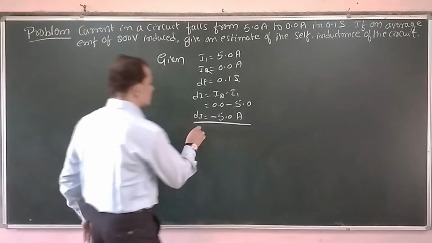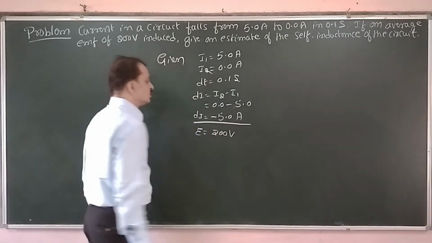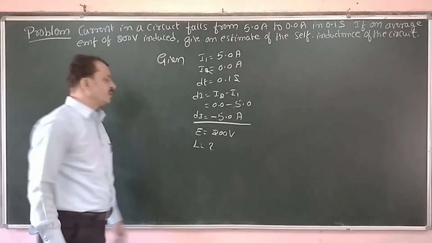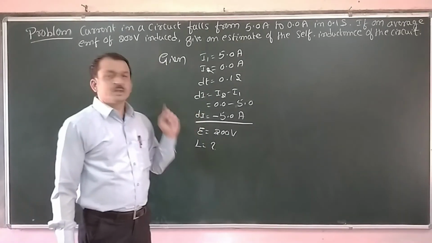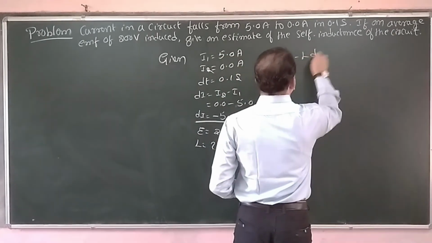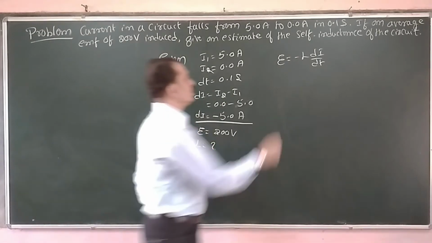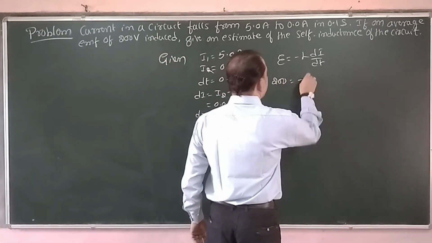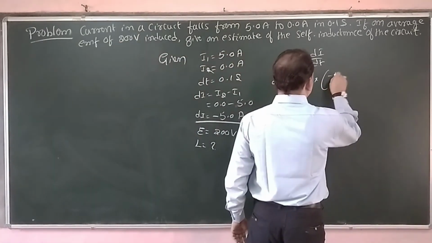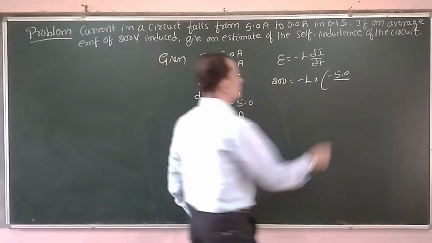The EMF induced is given. The average value of the EMF induced is 200 volts. Now we have to work out what is the self-inductance of the coil. In the case of self-inductance, the EMF induced is E equal to minus L into dI by dt. Now substituting the values, E is 200, minus L, that we have to calculate, dI is minus 5.0, divided by dt, 0.1.